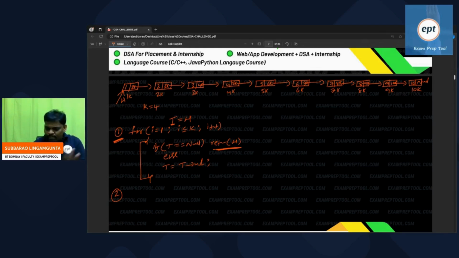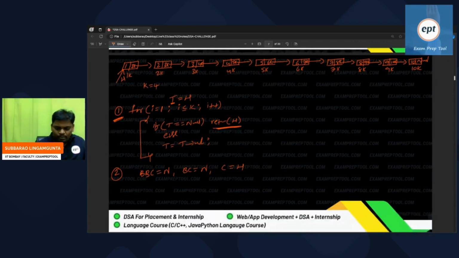So I have to take 3 people. Everyone observe. Before current, which is null. Next one, before current, which is also null. Next, current is equal to head. Same story, whatever reverse I did, I am doing now.